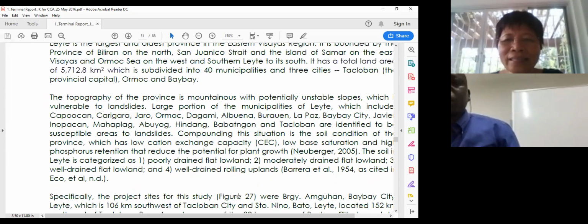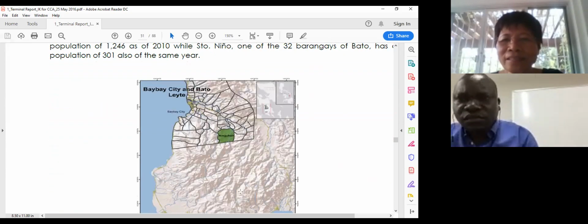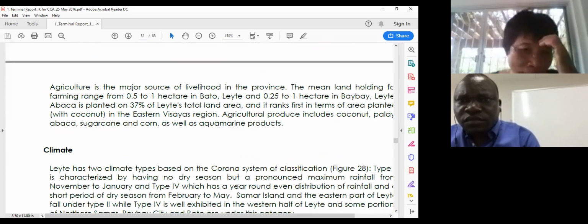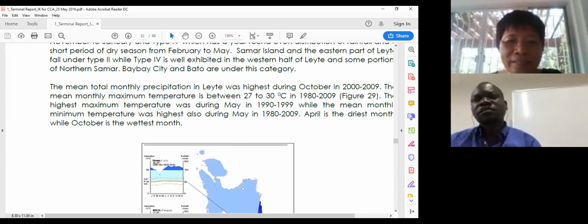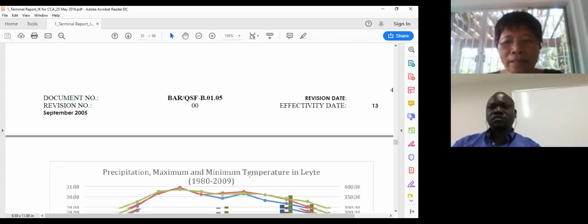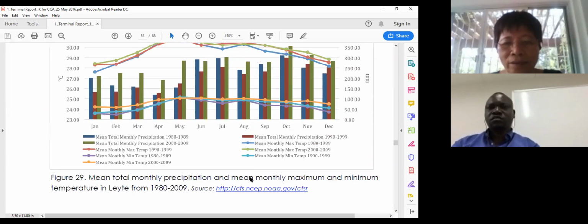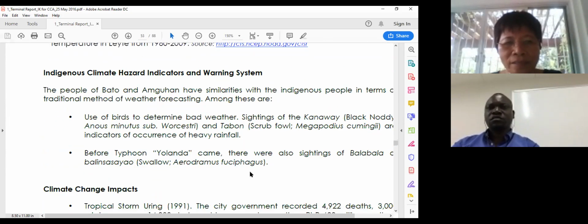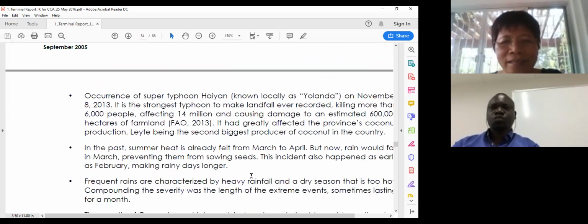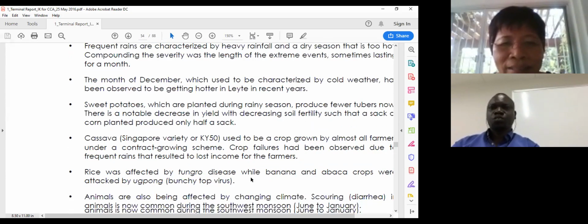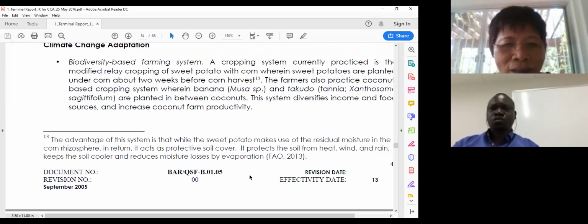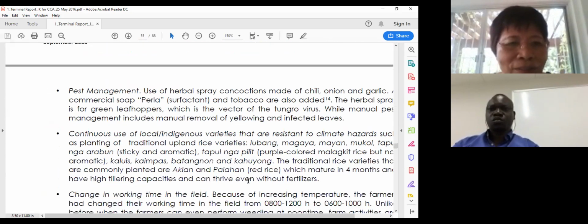Now, in Leyte, this is where there was the Yolanda, the biggest typhoon. This is the part where another tribe, this is the record of their climate change, right? And this is another interesting one that I'd like to show you, the picture. We asked them to draw, and this is what they have shown us.